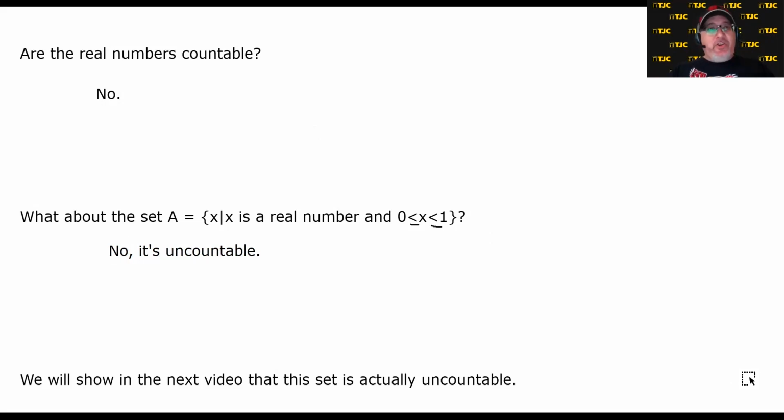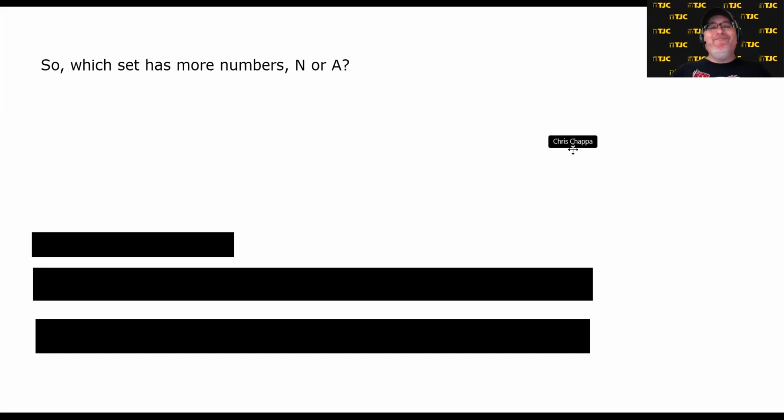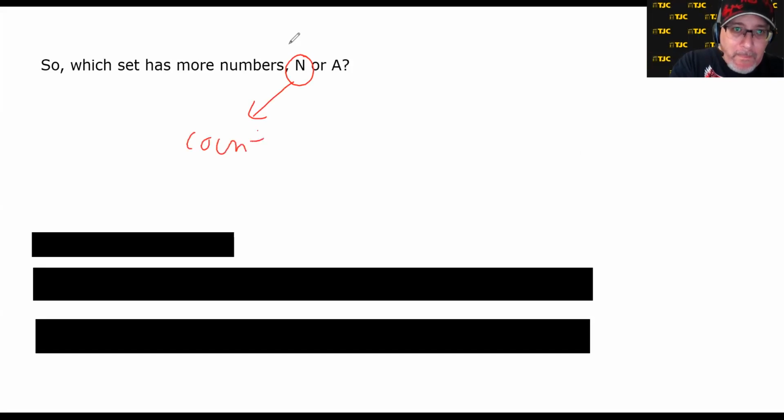All right, so there are some sets that are uncountable, but that means we can't put them in one-to-one correspondence with the natural numbers because they are so large that it's impossible to do that. So which set has more numbers, N or A? Well, it's kind of a draw. They're both infinitely large, so we can say that. However, the natural numbers are countable. And that set A, which was all the decimals between 0 and 1, is uncountable.